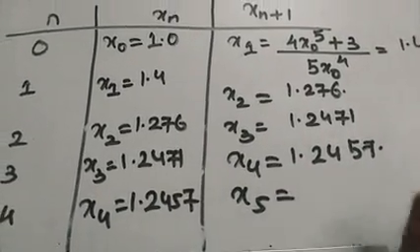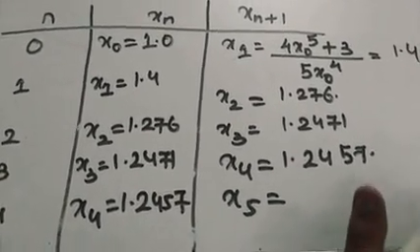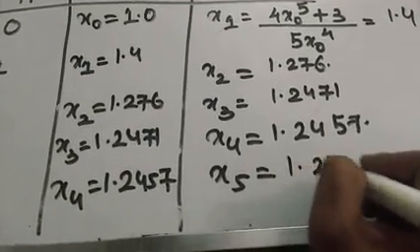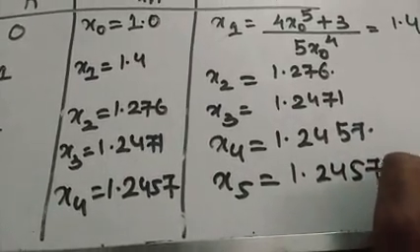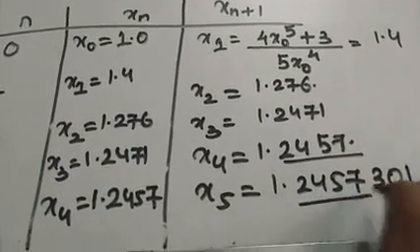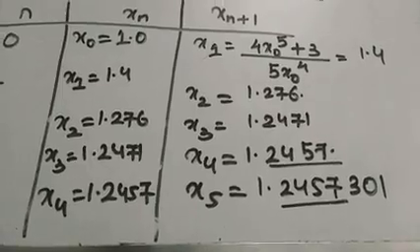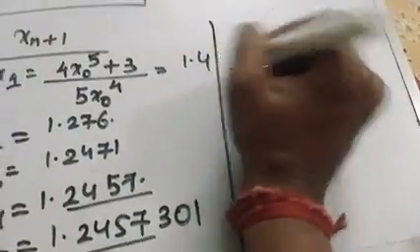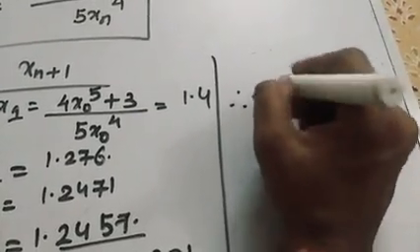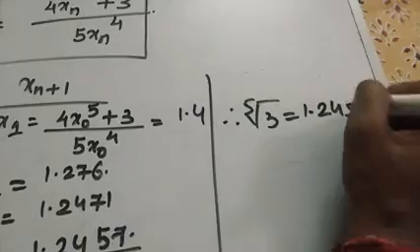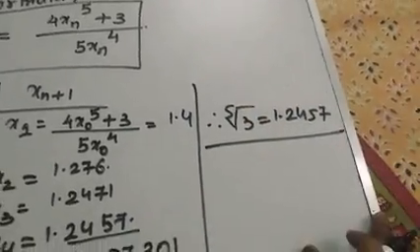So that means the next step is x5. These values are already calculated, I am just writing directly. You will get here 1.2457301. So you can check that to 4 decimal places the values are the same. So finally you will conclude that therefore the fifth root of 3 is 1.2457. This is your answer.